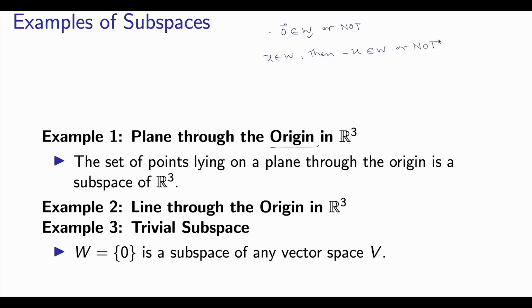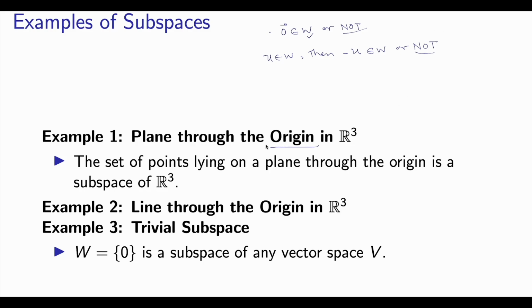These are the two immediate properties you can quickly check to see whether the given set is a vector subspace or not, right? If any one of these properties is not satisfied, then W is not a subspace, right? This comes basically from the closure property, okay?